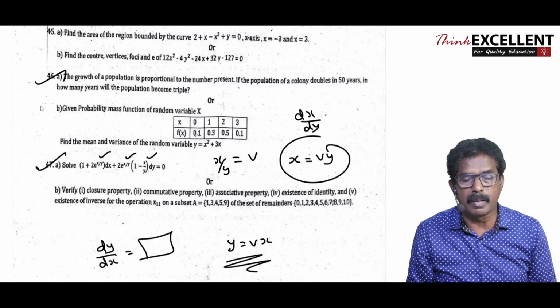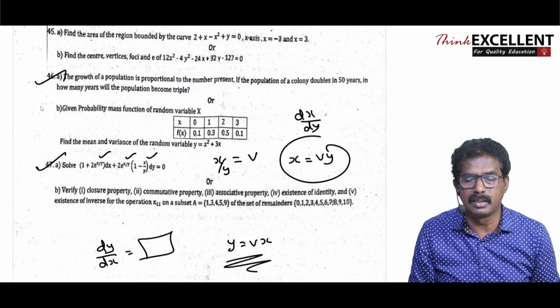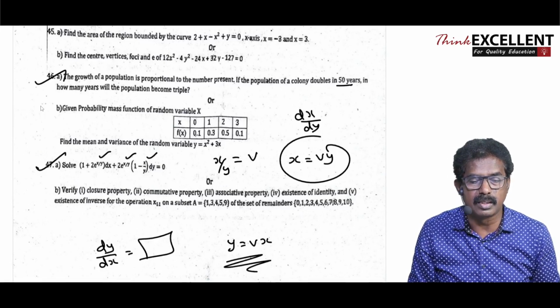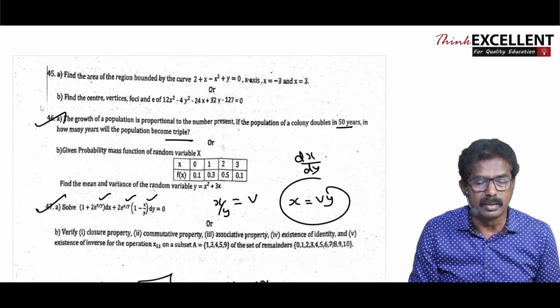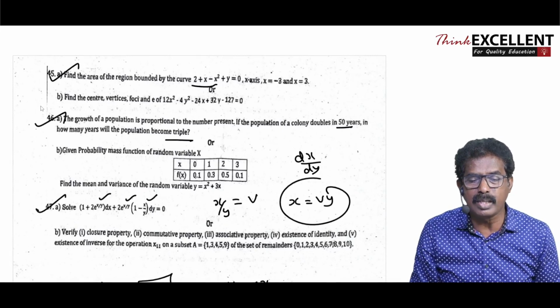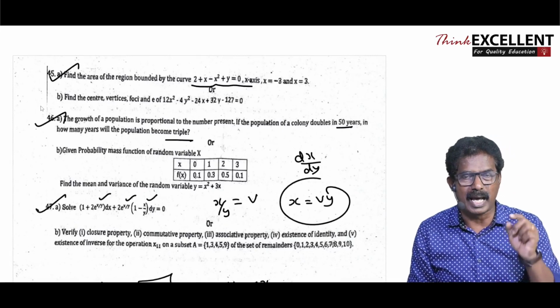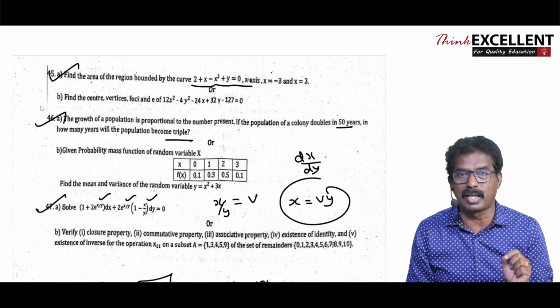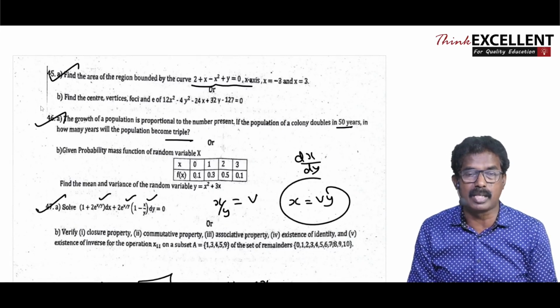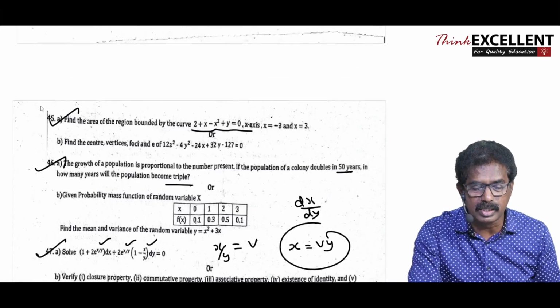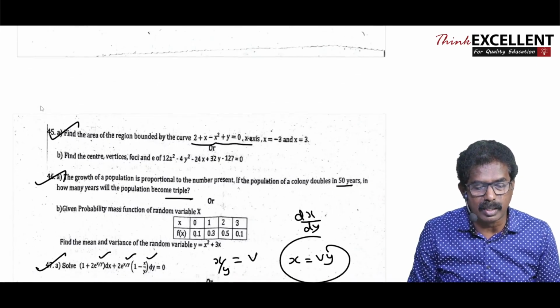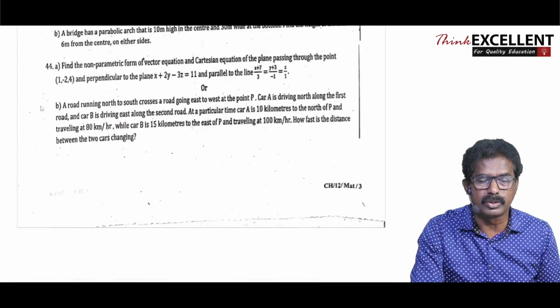Then this one. The growth of a population is proportional to the number present, it doubles in 50 years. How long will it take to triple? Okay, that is another question. And this one, the calculation is very important. So diagram and the formula, everything you write, but the calculation part. So these are the 3 questions I'm going to teach in this video. Go through the other 5 mark questions. So leave this one, we'll see later.